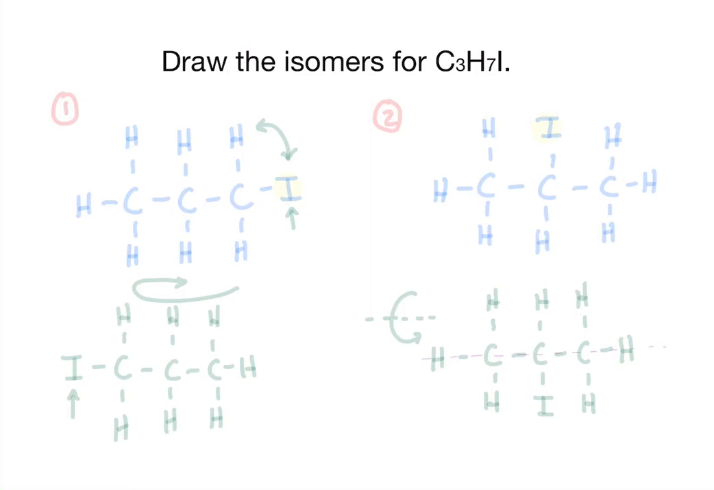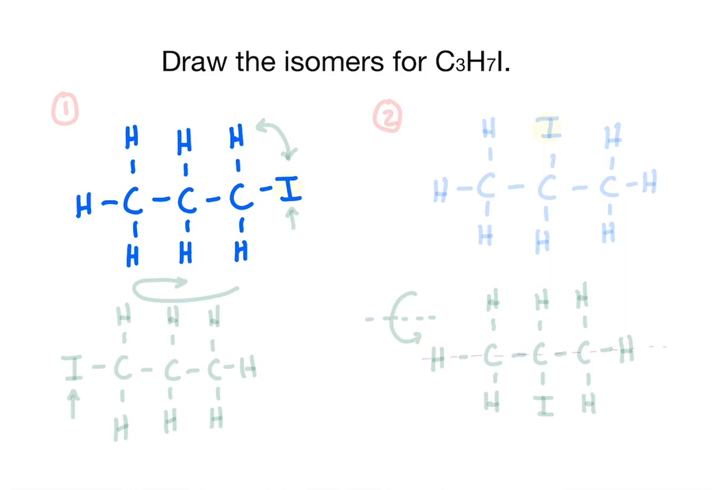Practice drawing isomers for an organic molecule. This question wants us to draw the isomers for C3H7I. Since we only have 3 carbons, we know that the 3 carbons are going to make up the backbone of the molecule. And now we can just fill in, making sure each carbon has a total of 4 bonds, and we can fill in the hydrogens, and we know that one will be replaced by the iodine.